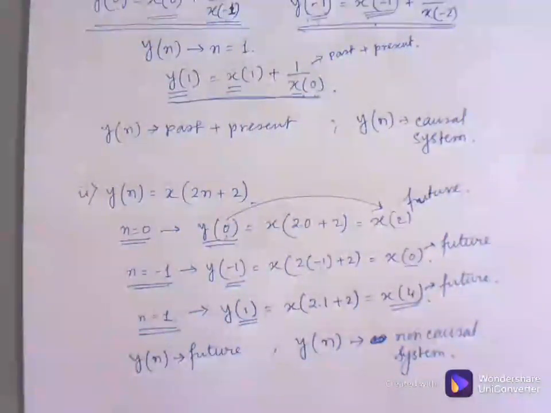That is the case in case of signal. And in case of system, if the system is dependent on the past and present, not future, then it is known as causal system. And if the system is dependent on the future value, not past and present value, but only on the future value, then it will be called a non-causal system.